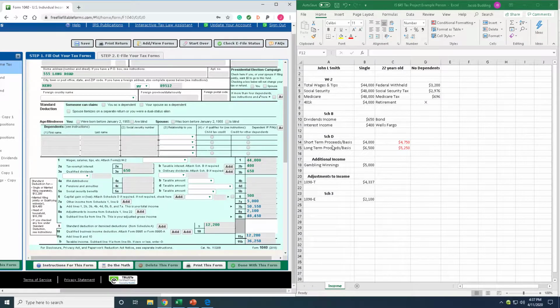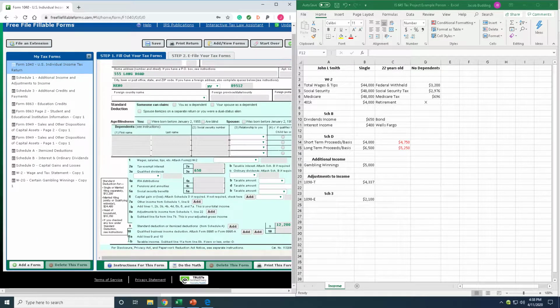Next, we're going to go over capital gains and losses, attached Schedule D. So as you can see here, he has some short-term trades and some long-term trades. I put the red for the basis, so this is how much he bought it for, and the black over here is how much he made from the trades. So we're going to go to Schedule D.